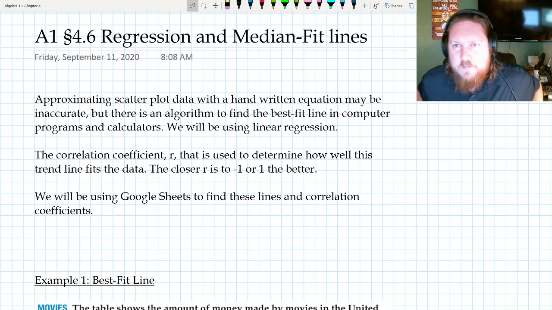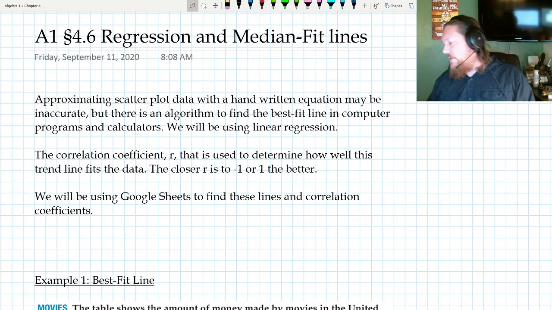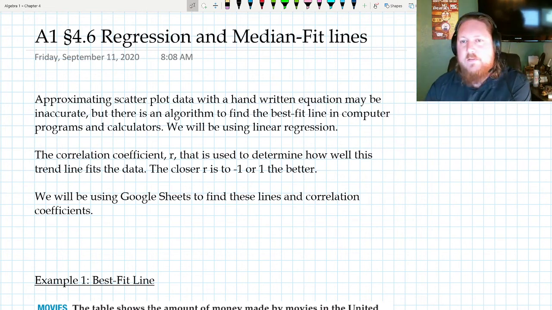Algebra 1, Chapter 4, Section 6, Regression and Median Fit Lines.